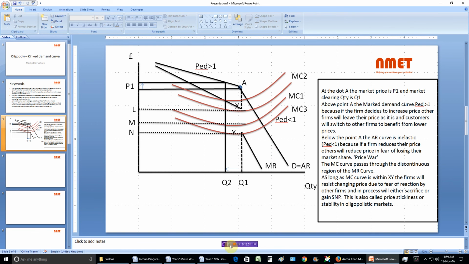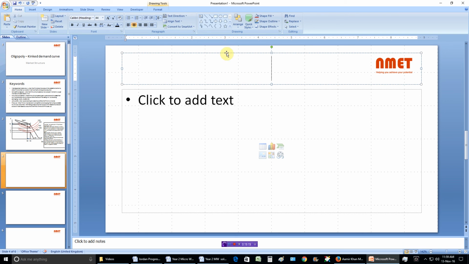Any questions so far? How is the discontinuous region calculated? These are some of the weaknesses of the kinked demand theory. The discontinuous region is because of the kink, and the difference between the two is because of the price elasticity of demand.